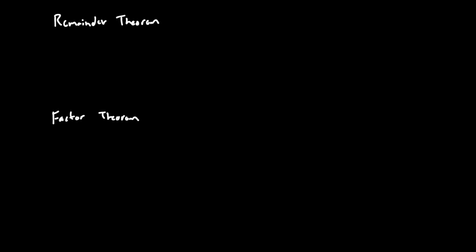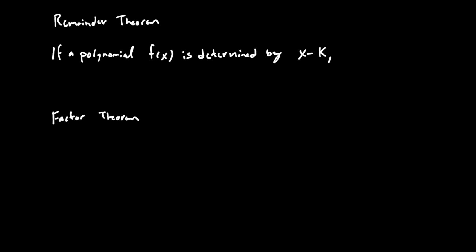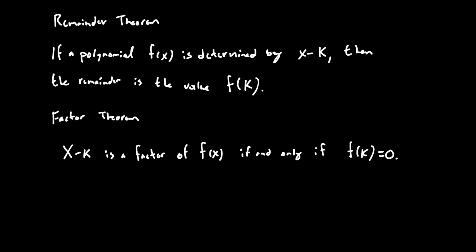The remainder theorem states the following. If a polynomial f of x is divided by the term x minus k, then the remainder of the division is the value f evaluated at k. And one version of the factor theorem states the following. X minus k is a factor of the polynomial f of x if and only if f evaluated at k is equal to 0. Let's go ahead and practice using these theorems.